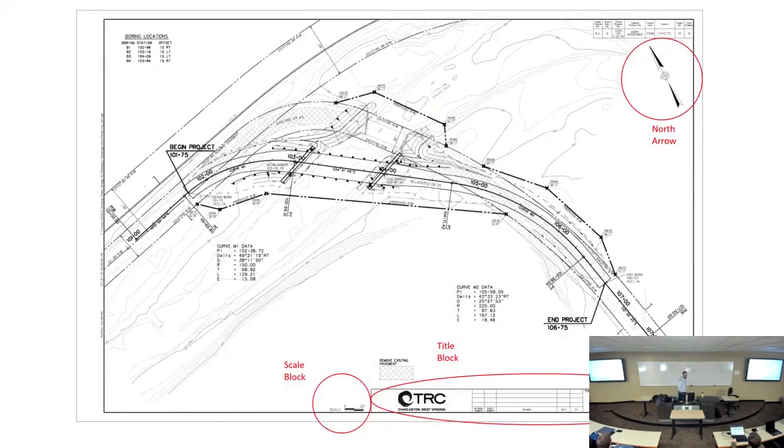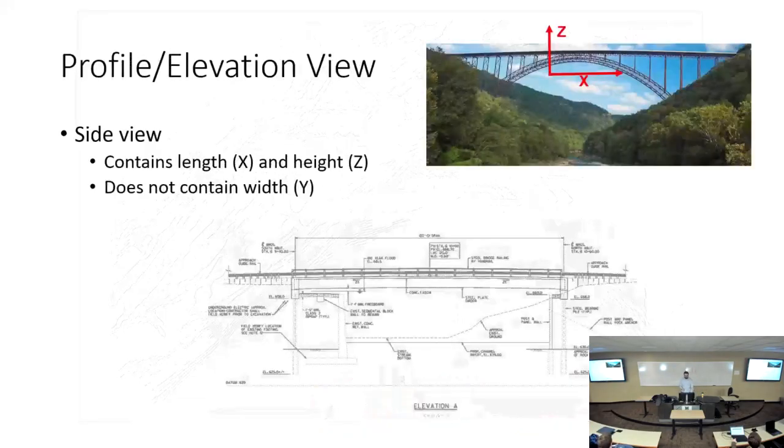This is an example of a plan view drawing. Notice how a north arrow would need to be included in plan view. Okay, what about profile view? And sometimes you'll hear profile view called an elevation view. They both sort of mean the same thing. A profile view or an elevation view would be like standing at the river looking at the bridge. Okay, so you can see the length of the bridge, you can see the elevation of the bridge, the height of the bridge, but it does not contain width, like in and out of the bridge, like across the lanes. You can't see that direction from one lane to another.